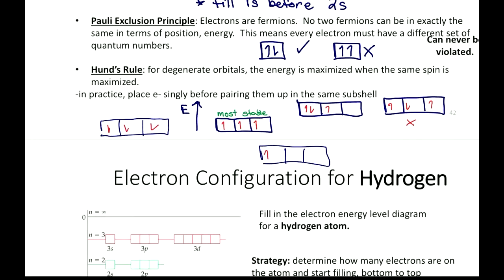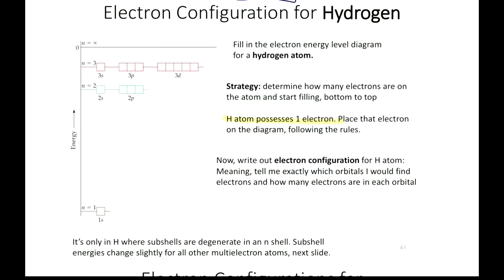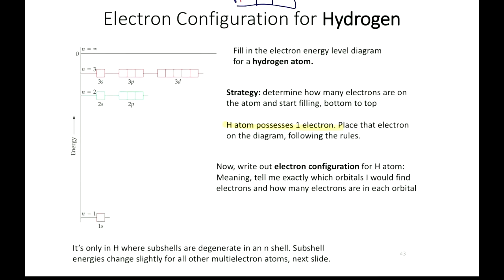Yes, yes, yes. All atoms, everything in this world is always trying to find the most stable arrangement, always. Okay, so finally, electron configuration. So let's put electrons in these boxes. So how do we do that? This is for hydrogen. You ask yourself, how many electrons does hydrogen have? 1. So then we place that 1 electron following all of those rules.